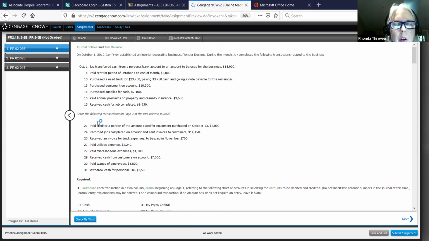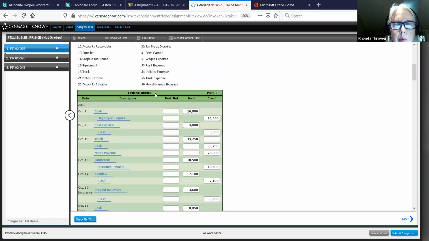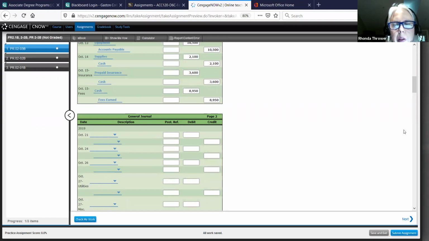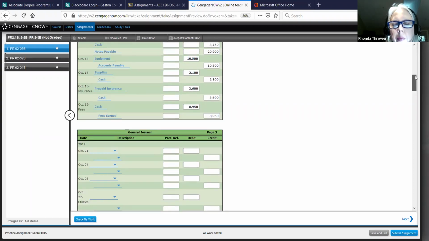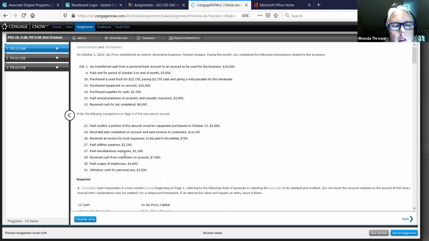Notice they put those journal entries on one page. They're emphasizing to you that the journal is a book. It has pages on it. Notice the pages are numbered. So this was page number 1. We're going to go to page number 2 and complete the rest of our journals. Imagine it being a notebook and you switch pages here. It's still the journal. It's still the book that you're recording in.